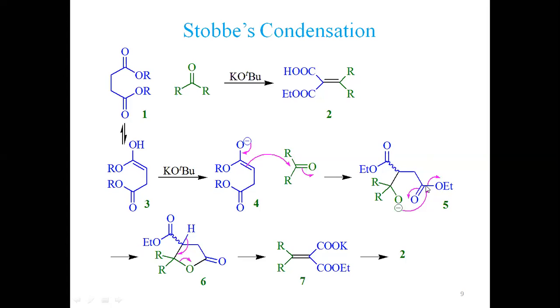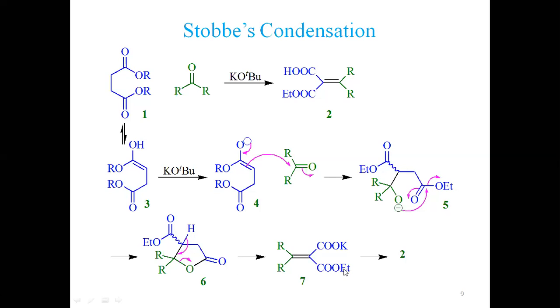It donates this electron pair and kicks out this ethoxy group from here, resulting in the formation of this compound number 6. What happens next? This takes the electron pair off and hydrogen is lost at the same time, resulting in an alpha beta unsaturated system. So at the same time, what is in fact happening in this case is that this olefin is generated.